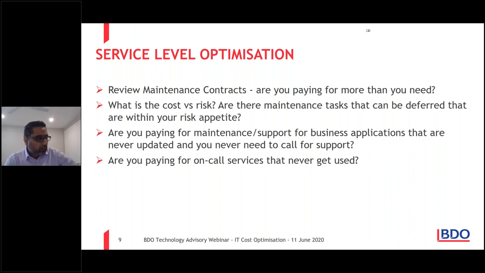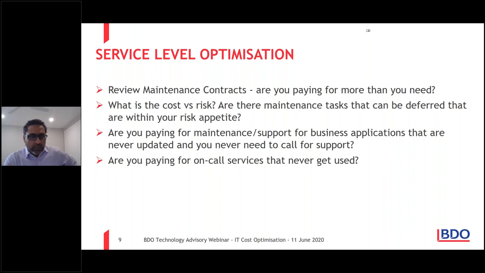The second one is around the call for support. If in the last 6 to 12 months you have not made any calls to their support team, that means the application is quite stable, your users are quite comfortable with it, and the chances that it's going to have an impact if you don't have a support facility could be quite low risk. So again, that lends itself to a question: why are we paying the maintenance if you're not using it?